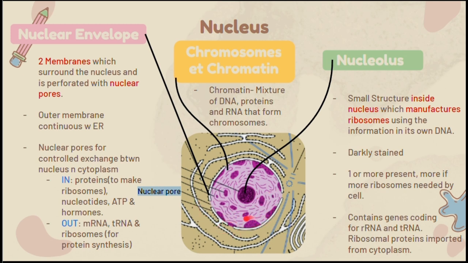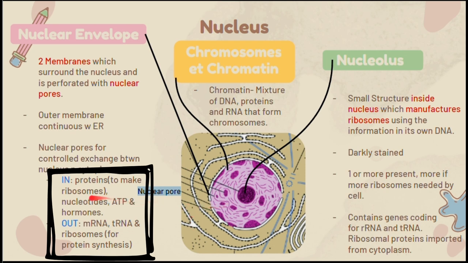Examples of things that go in are ribosomal proteins, for the nucleolus to synthesize ribosomes, nucleotides for replication, for example, and hormones. Messenger RNA, mRNA for short, transfer RNA or tRNA, as well as produced ribosomes from the nucleolus, leave the nuclear pore for protein synthesis.